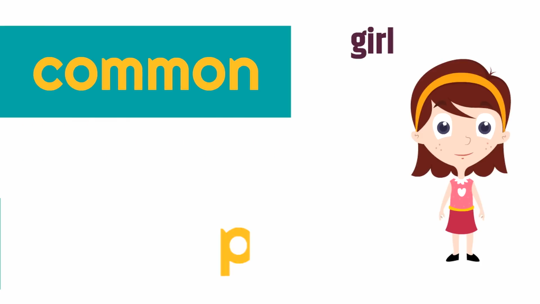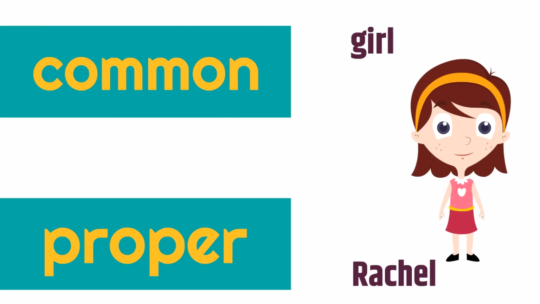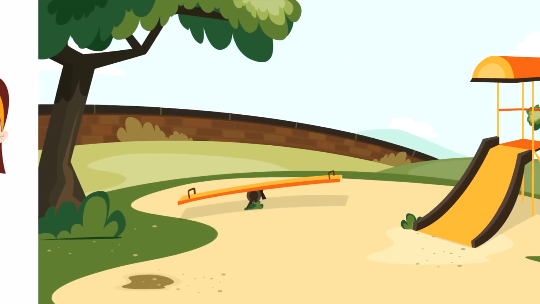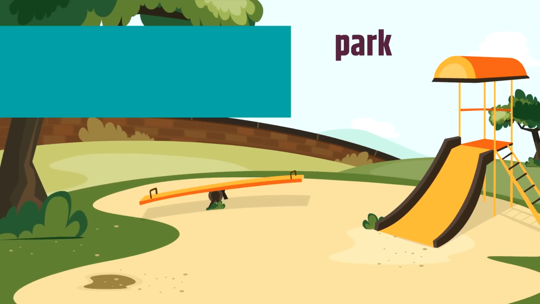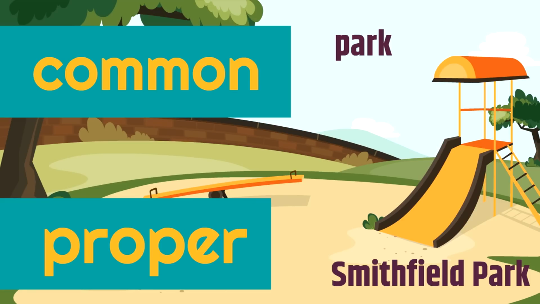Let's see, and girl is the common noun here, and Rachel's the proper noun, and Rachel starts with a capital letter. Proper nouns always start with a capital letter. Oh wow, and park is the common noun here, and it starts with a lowercase letter, and Smithfield Park is the proper noun, and so because it's a proper noun, it starts with capital letters.